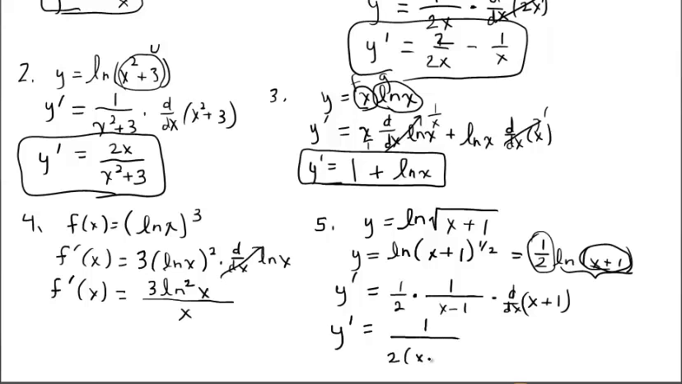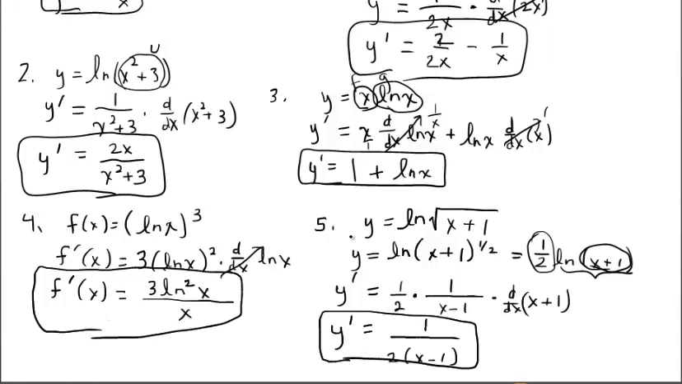I'm not going to distribute the 2. It's better to leave everything in factored form. That way you can see if anything cancels. Okay. And one more example of finding the derivative of a natural log function.